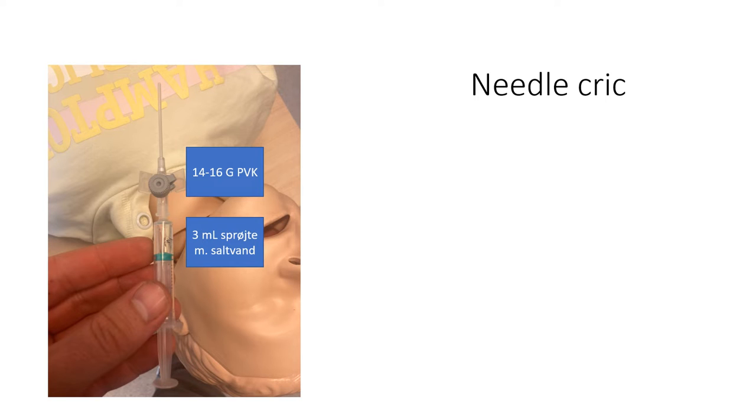What you do is get a 14 or 16 gauge needle, which is not gray, it will be orange, and you will get a 3 milliliter syringe with a bit of salt water in it. The salt water is because you want some kind of feedback when you know that you're in the airway. It's a good thing every time you're sticking something into a body cavity which has air, to see that you're actually in the airway when it bubbles.